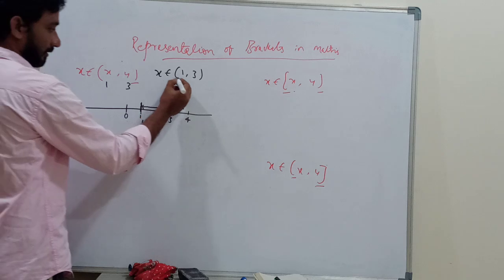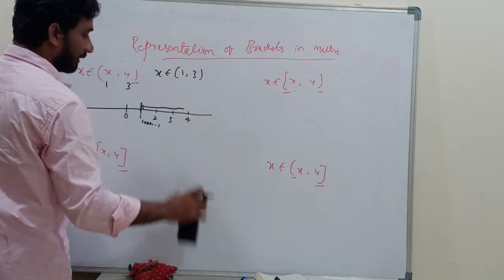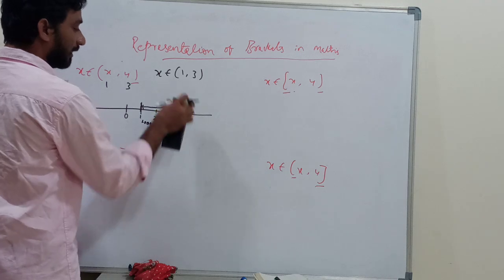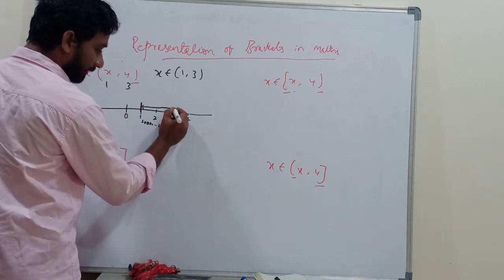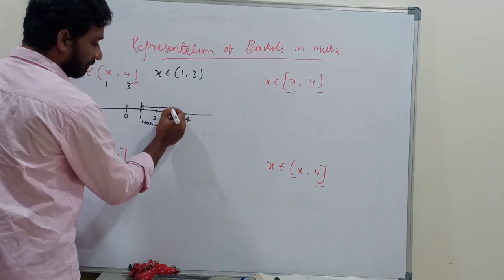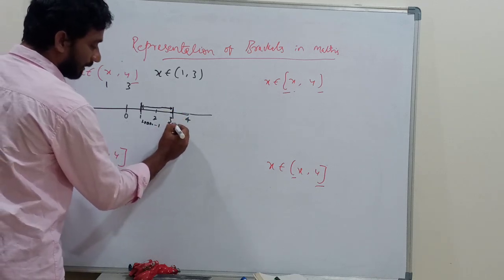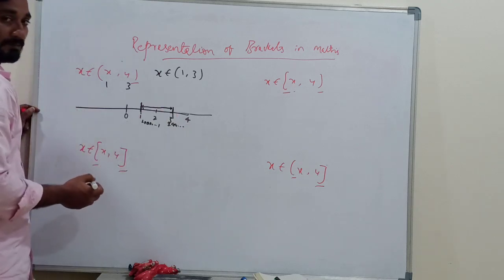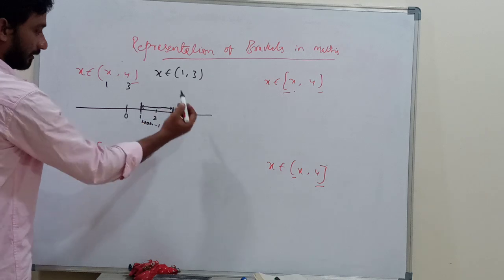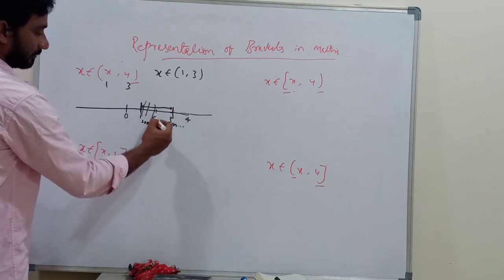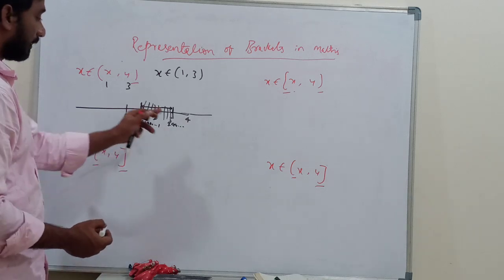This open bracket represents this, and it closes with an open bracket at 3. That means it will come until 3 but not on 3. So it will end at 2.999999. At that point it will end. So this is how we can represent an open bracket closing with an open bracket. This portion represents x belongs to open bracket 1 comma 3 open bracket.